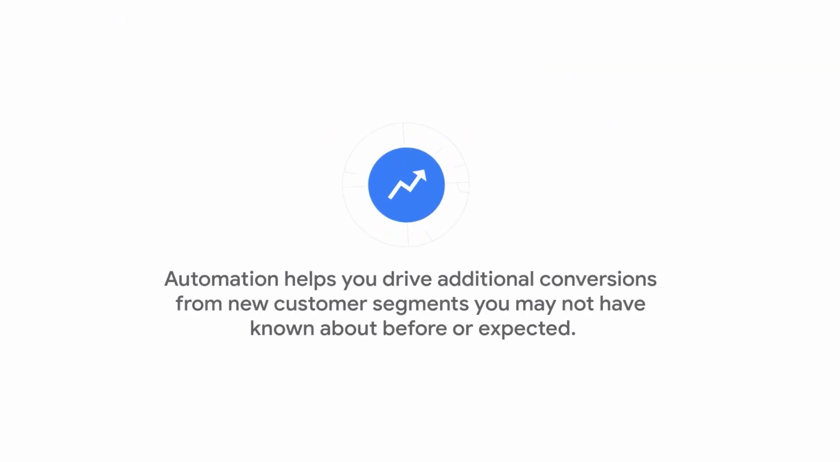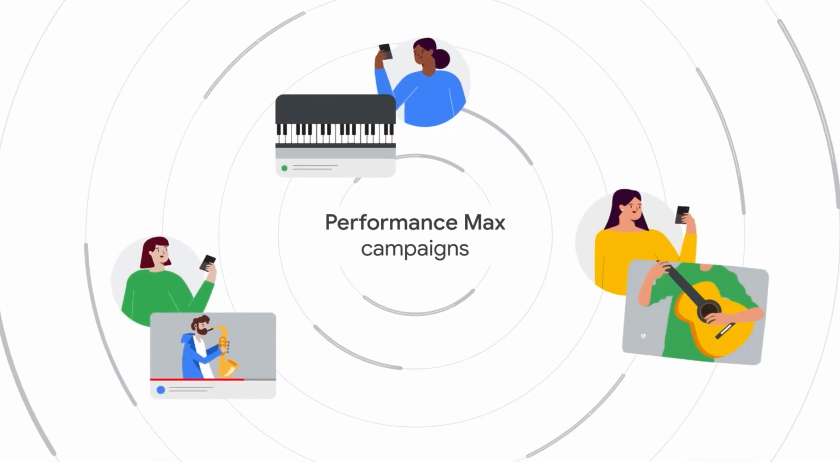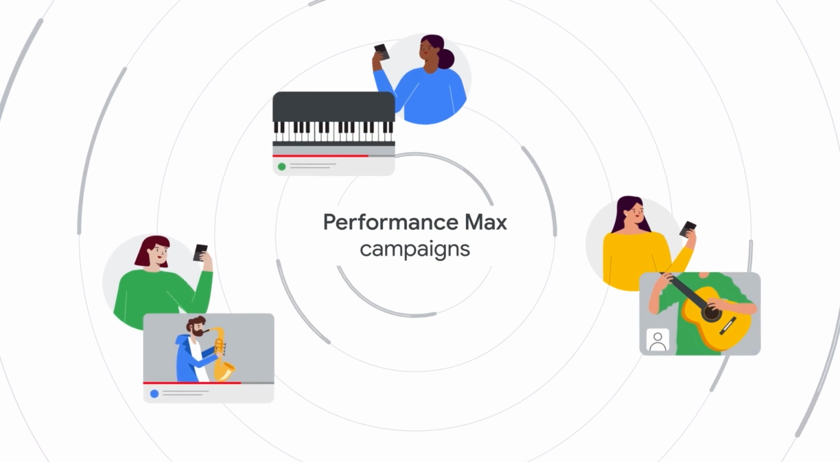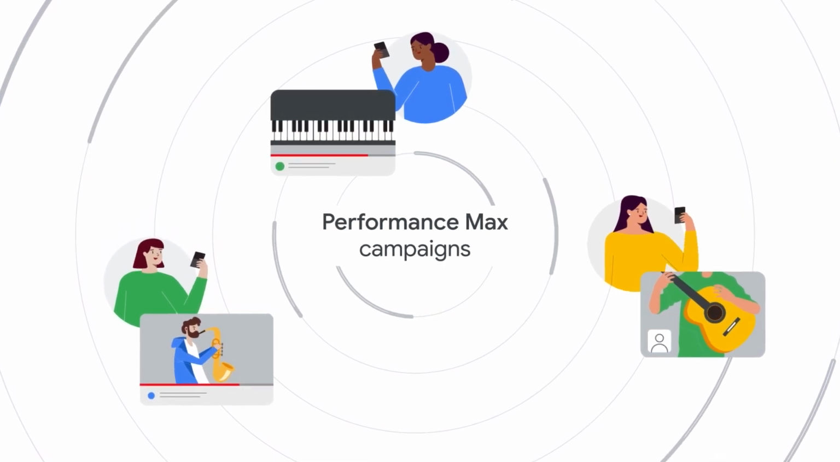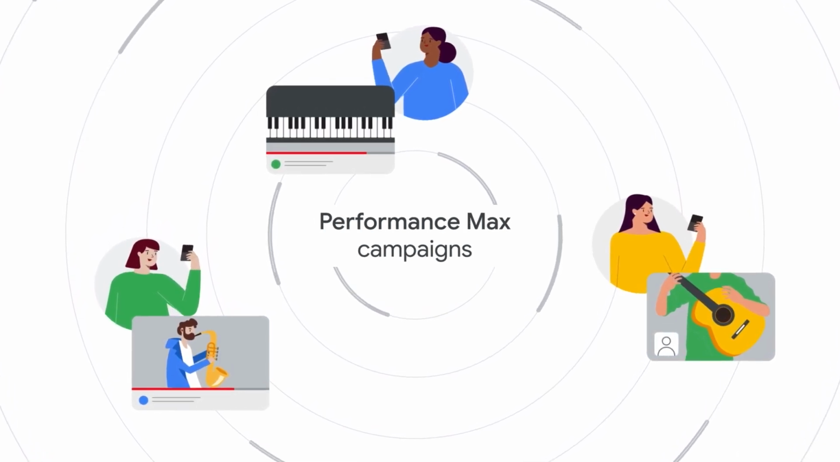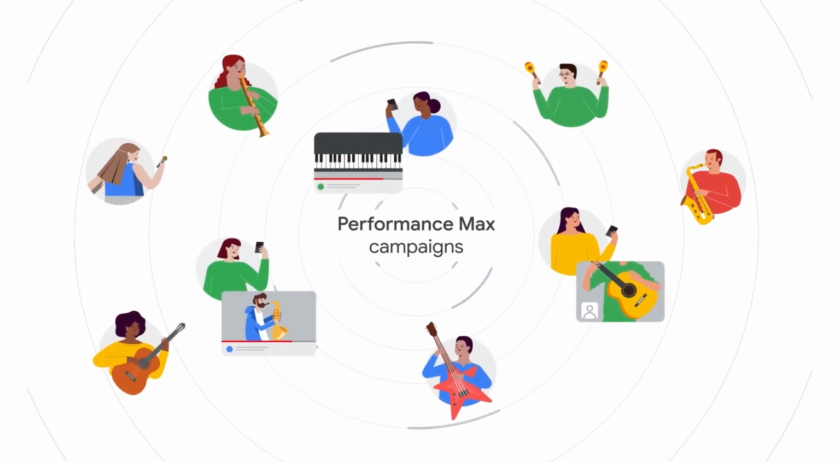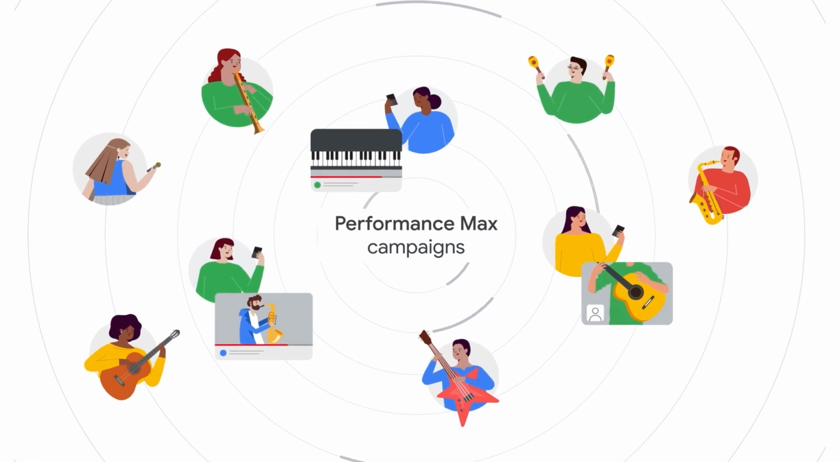Automation also helps you drive additional conversions by uncovering new customer segments you may not have known about before or expected. For example, a business that offers online music classes may share customer match lists of customers who have previously enrolled in virtual courses or signed up for one-to-one coaching. Google Ads automation uses your inputs to speed up Performance Max's ability to find you similar and new converting customers.